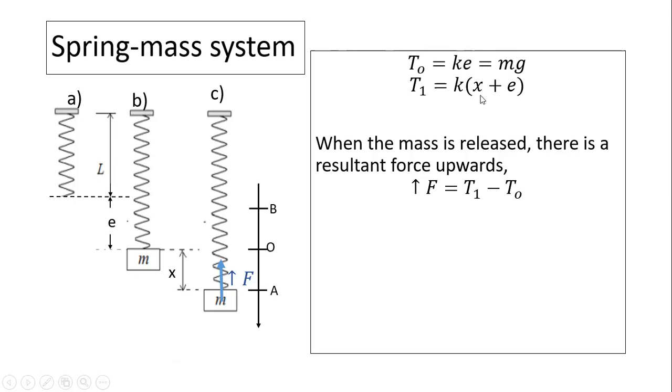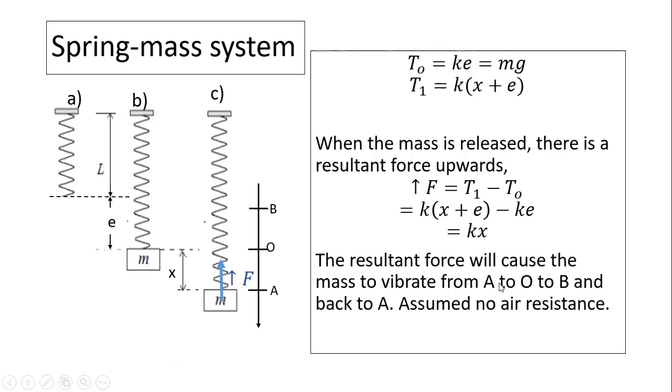Okay, so subtract: k(x plus e) minus ke, you got kx. That one there minus that, you got kx. So the resultant force is the one that will cause it to oscillate up and down, and that resultant force depends on the x there. So the object will move up from A to O to B, back to O, back to A.